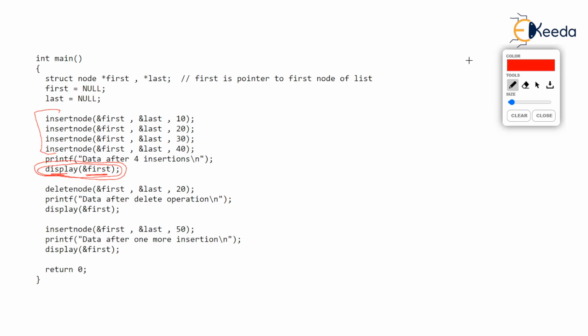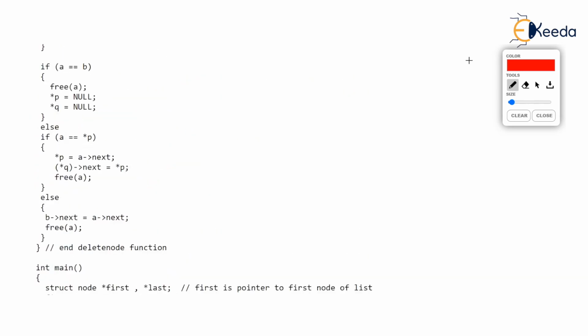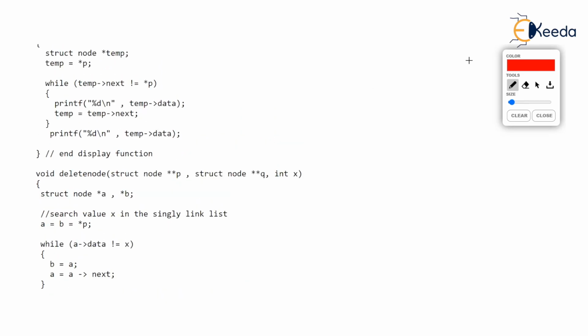As you see in the insert node, we were passing last, but you don't have to pass last here, because our plan is we will be displaying the list from first, and we will stop when we get a node whose next pointer is pointing back to first. Okay, let's see what I mean by this. Now display function is called, so let's go to display function.